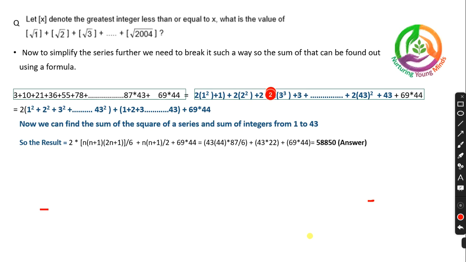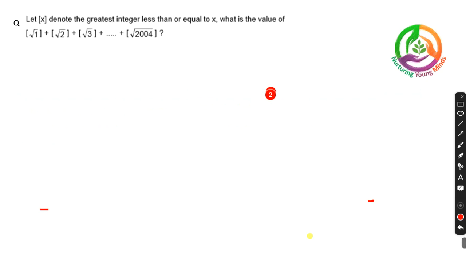So 43 into 44 into 87 by 6 plus 43 into 44 by 2, that is equal to 22. So 43 into 22 plus 69 into 44, so that becomes 58850. So the answer is 58850. Okay, now let's try to solve the question in another way also.